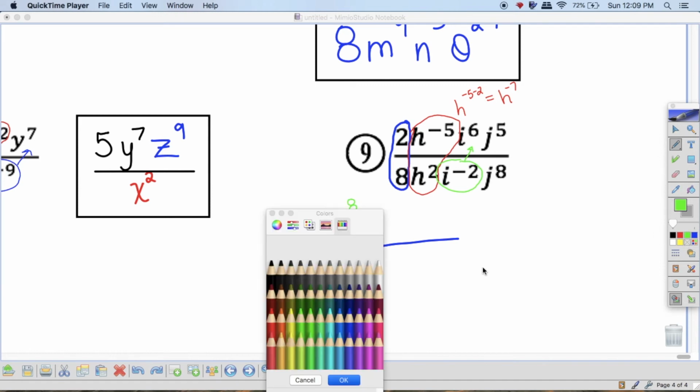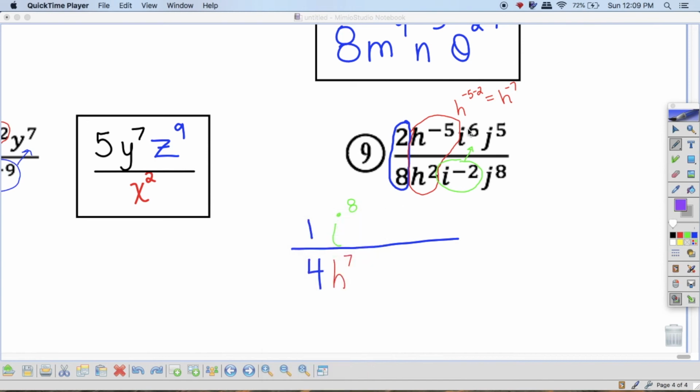Okay, and then the j's, j to the 5 subtract 8. I could subtract 5 subtract 8. If I have 5 j's multiplied on the top and 8 on the bottom, where are there more? There are 3 more on the bottom. So I would write my final answer without that 1, i to the 8th over 4, h to the 7th, j to the 3rd.